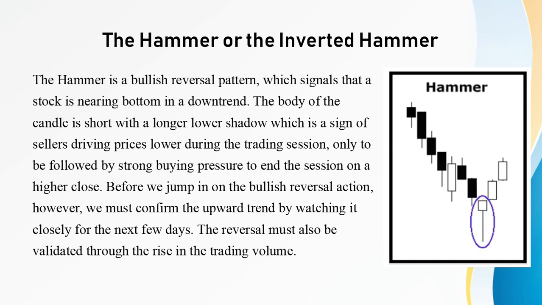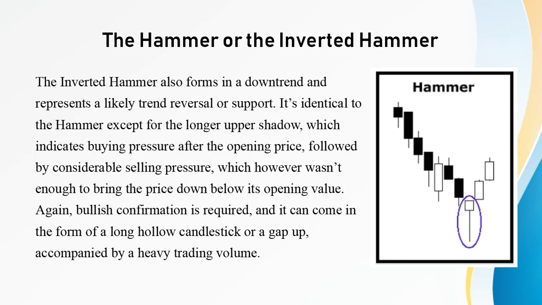Before we jump in on the bullish reversal action, however, we must confirm the upward trend by watching it closely for the next few days. The reversal must also be validated through the rise in trading volume. The inverted hammer also forms in the downtrend and represents a likely trend reversal or support. It is identical to the hammer except for the longer upper shadow, which indicates buying pressure for the opening price, followed by considerable selling pressure, which, however, wasn't enough to bring the price down below its opening value.